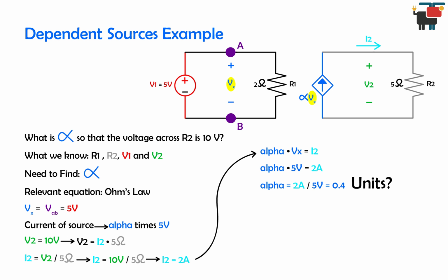What is the unit of alpha? Since this is a current source, the final unit must be amps. Vx is in volts, so alpha must be amps divided by volts.